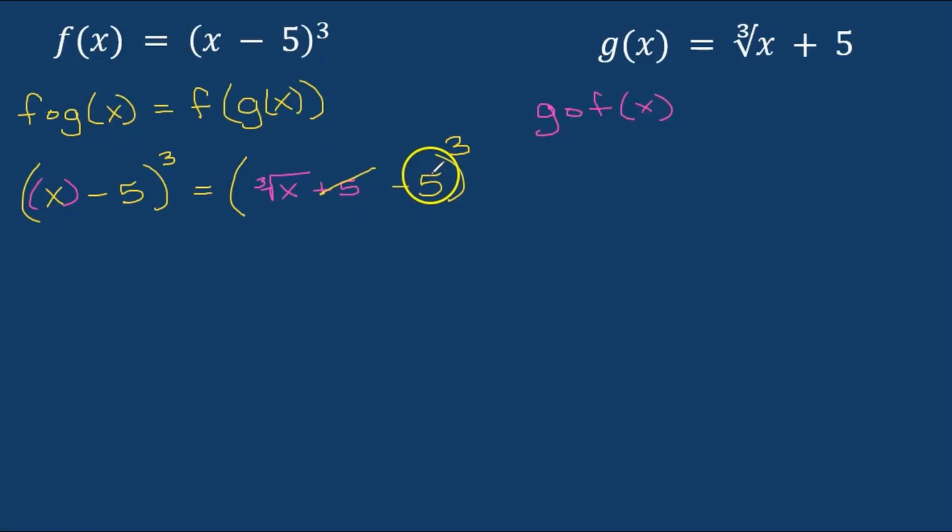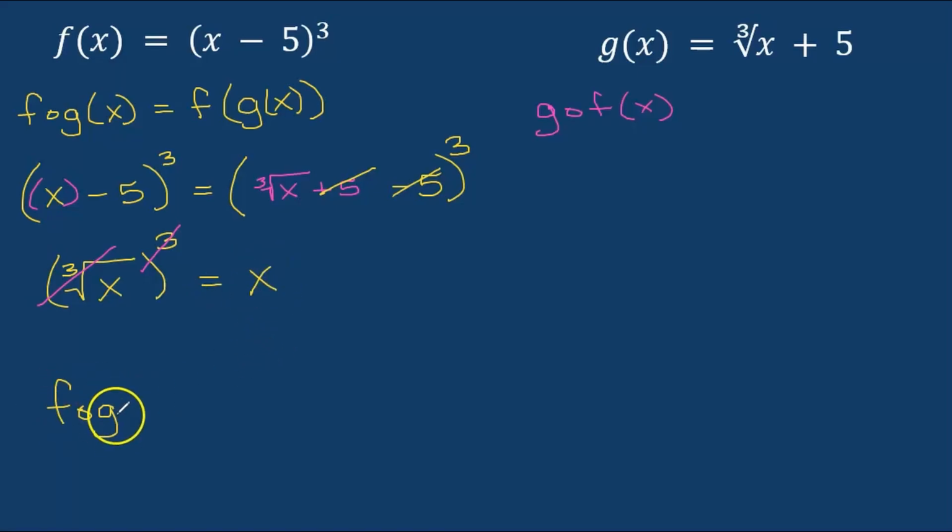Positive 5 and negative 5 cancel each other out. So what I have left in this cubed parentheses is the cubed root of x. Remember that a cube and a cubed root cancel each other out. So what I'm left with is x. That means that f of g of x equals x.